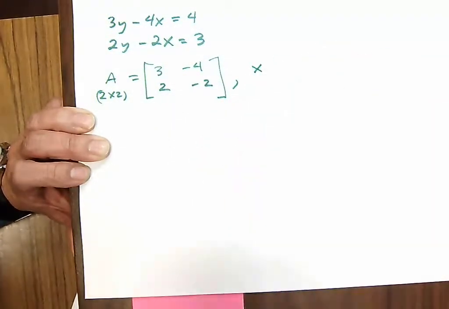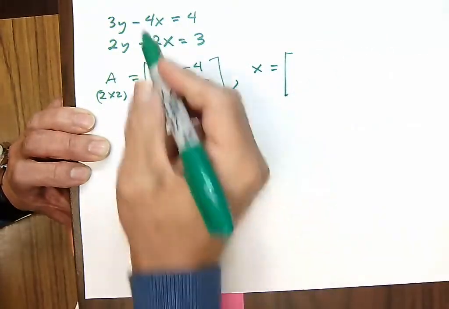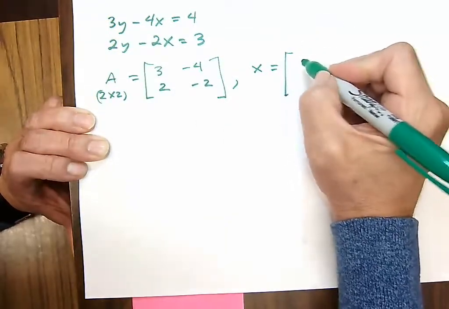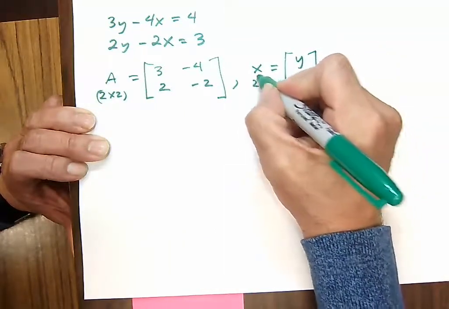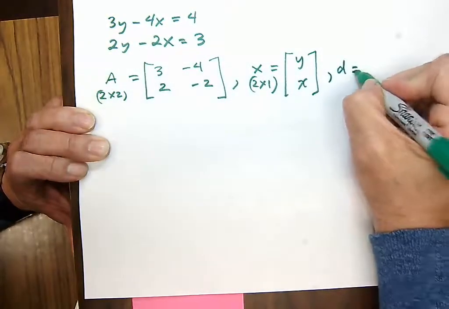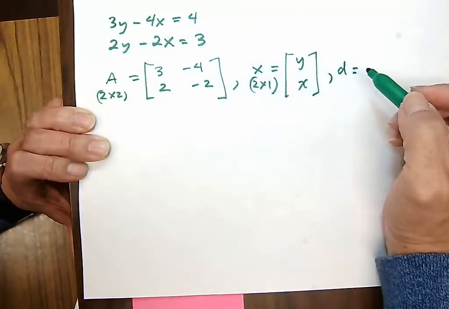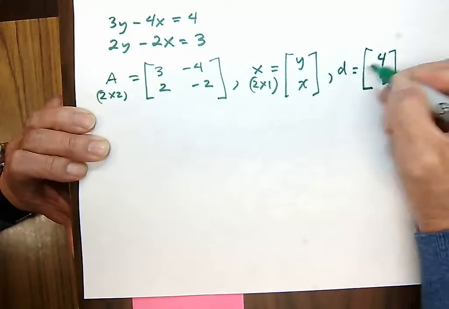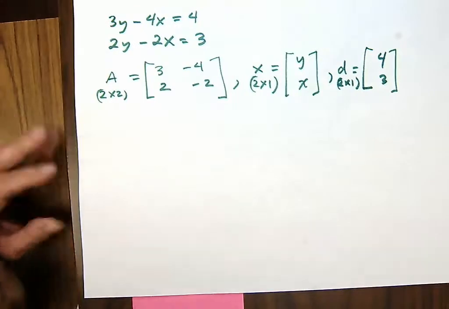To form our X variable matrix, we take all of our variables in order, y first and x second, which is the case for both equations, and put them into a column vector, which in our case is a 2 by 1 matrix. And then we need to form the D matrix of constant terms. We simply take the constants in each equation in order and put them into a column vector, 4 and 3. So D is a 2 by 1 matrix, or a column vector, 2 rows, 1 column.